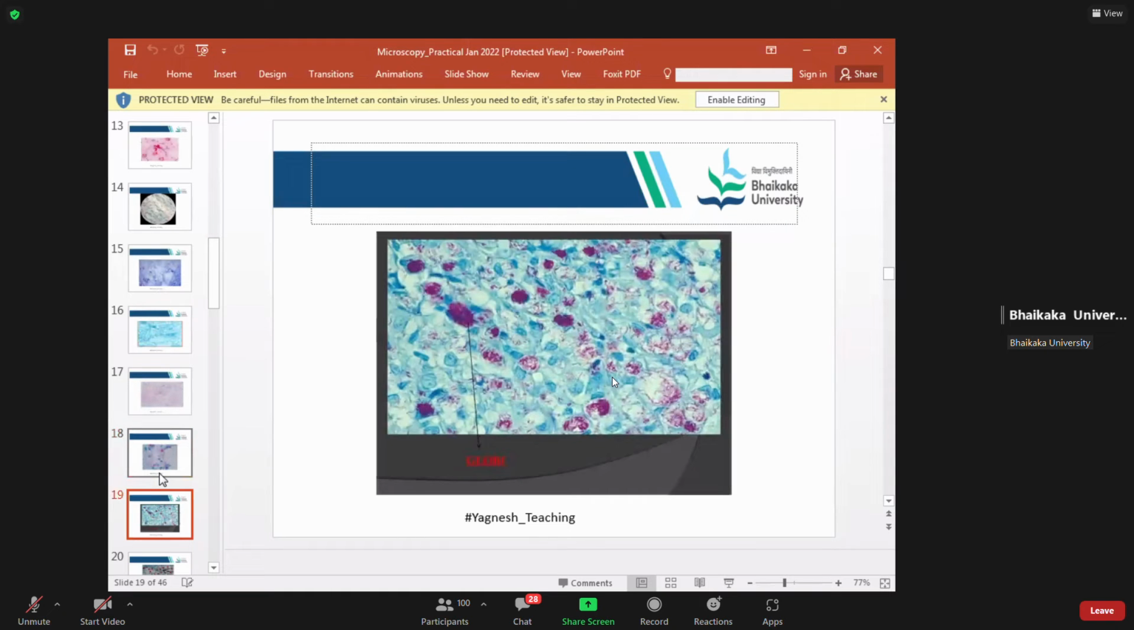Now this is another smear with the general staining technique, and the cigar bundle appearance is also seen. So you can write that acid-fast organisms are suggestive of Mycobacterium leprae, because here we use a 5% concentration of H2SO4 as a decolorizing agent.